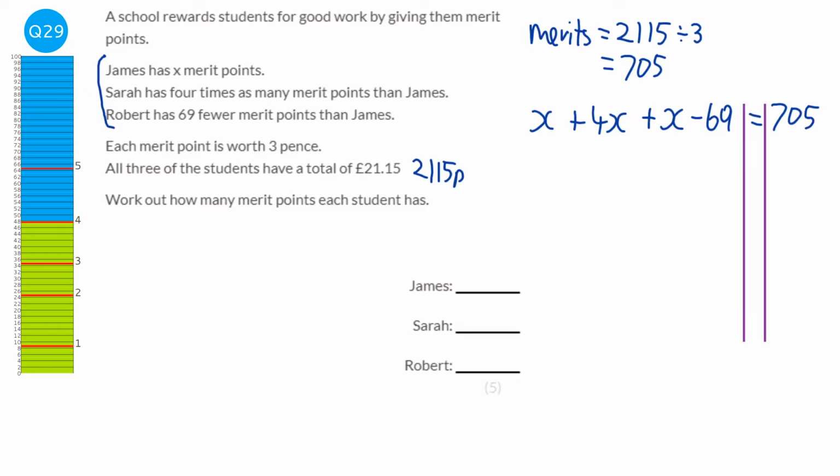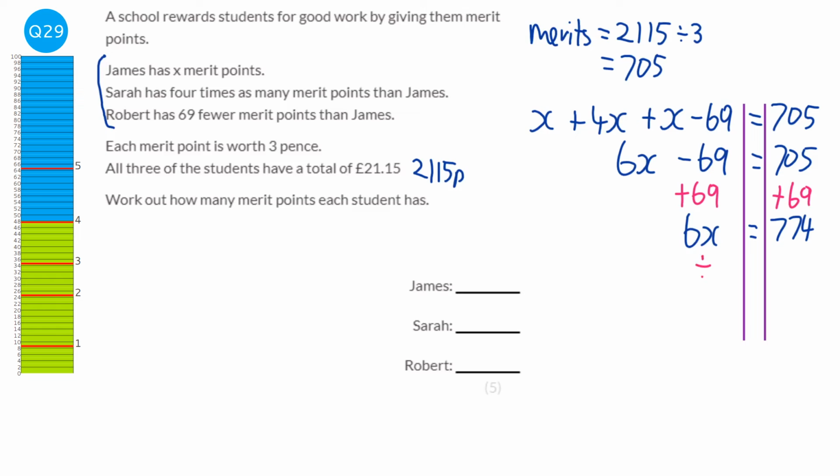And this feels like a solving coming on. So we've got x plus 4x plus x, which is 6x, minus 69 equals 705. And we're going to add 69 to both sides. So we've got 6x equals 774. Then we're going to divide 6 both sides.